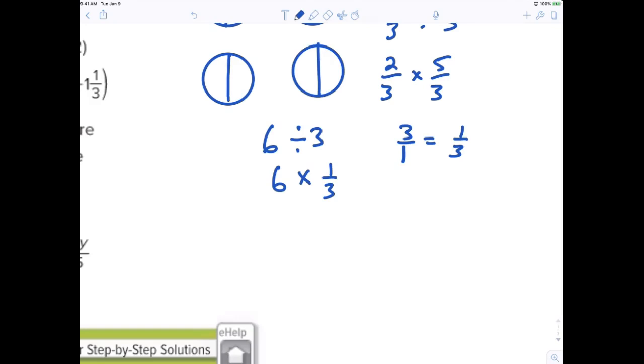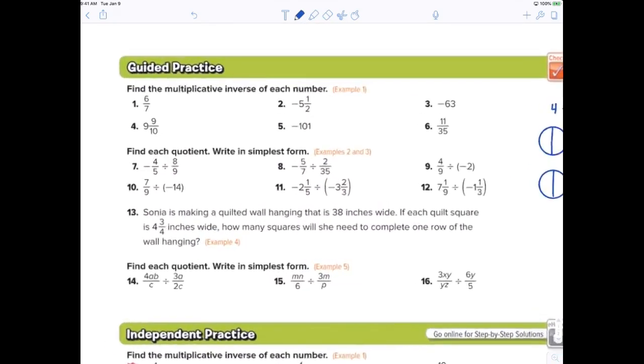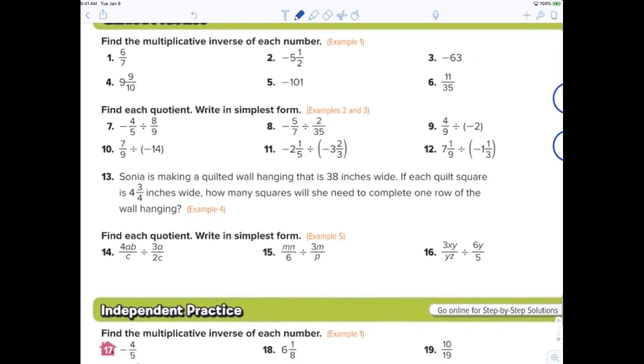All right? So now what I want to do is go back, and I just want you to write 1 through 6 on your paper real quick, because these are easy. We're just going to talk about the multiplicative inverse. And the multiplicative inverse is probably the same as the what? Reciprocal. Thank you very much. The multiplicative inverse is the same as the reciprocal.